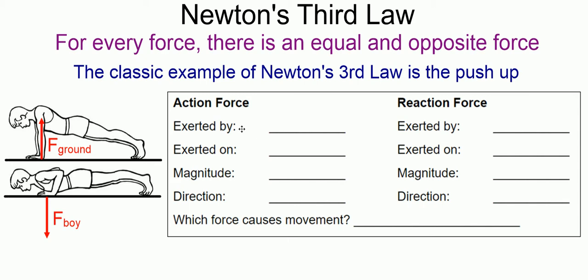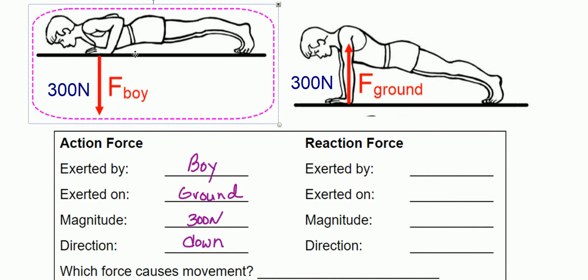Now, I like to diagram these what are called force pairs in this little template here. And as you may recall, we have an action force, which usually gets things moving. Usually there's a force that comes first. In this case, it's going to be the boy pushing down, isn't it? So we can fill this out here. Here's a boy pushing down with 300 newtons. We'll go with the boy is exerted on the ground. The magnitude is 300 newtons, and of course his force is down.